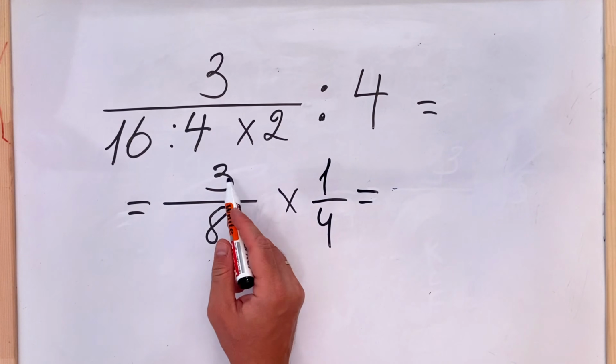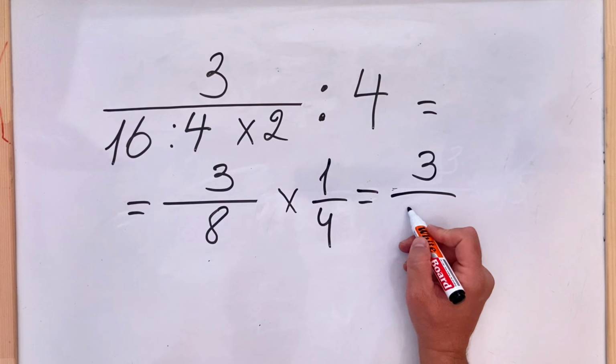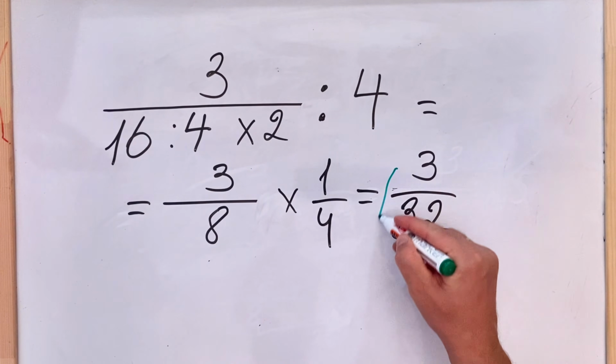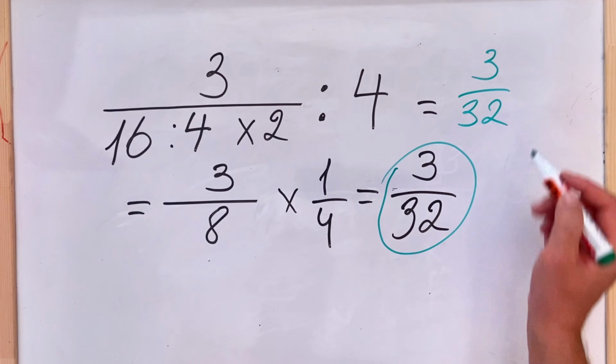So in this case, we have 3 multiplied by 1, we have 3. 8 multiplied by 4, 32. And of course, guys, this is the correct answer: 3 over 32.